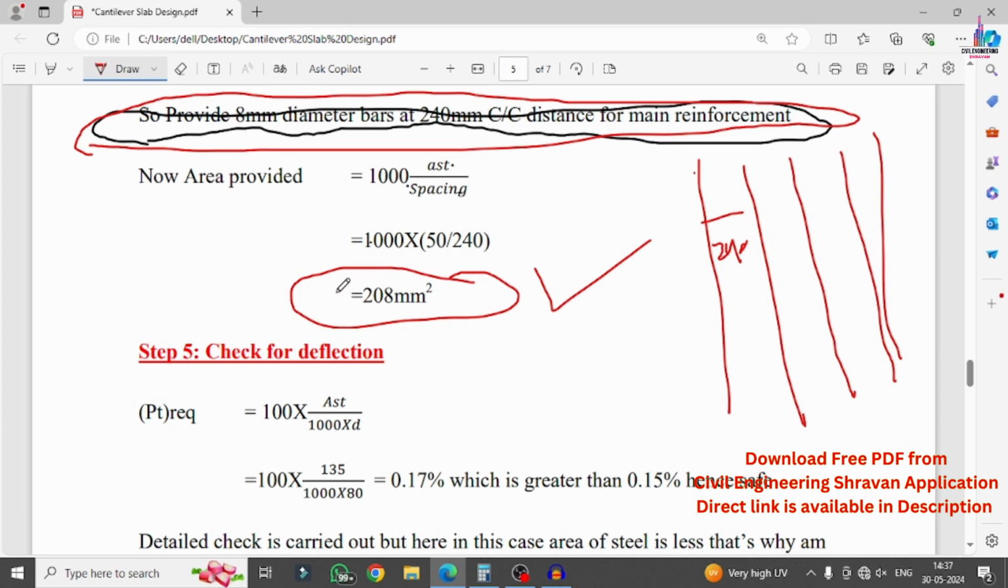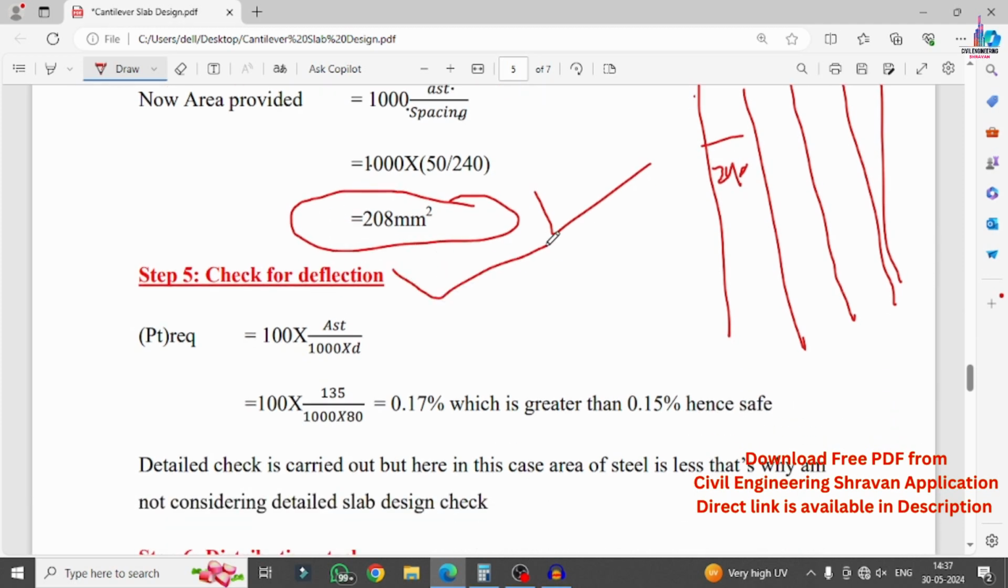So, we have to calculate the percentage of steel requirement: 100 multiplied by Ast divided by 1000 into d. That is 100 into 135, the main steel reinforcement we calculated, divided by 1000 into 80, which is approximately 0.17%. Here we have to compare this value with the percentage of steel of 0.15% as per the IS code provision for HYSD bar sections or mild steel bar section.